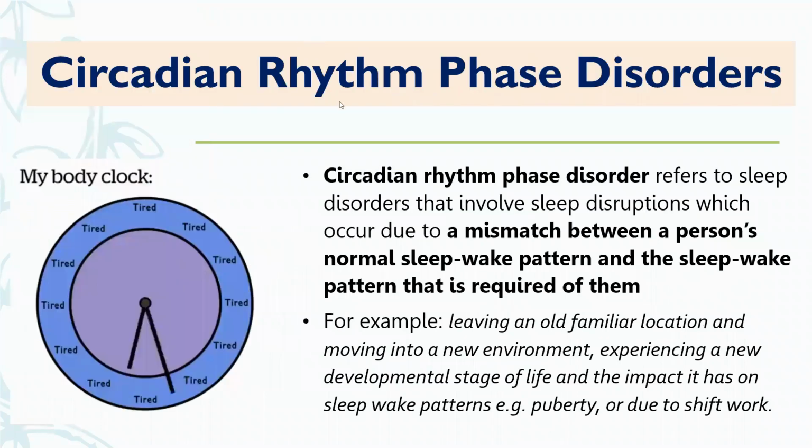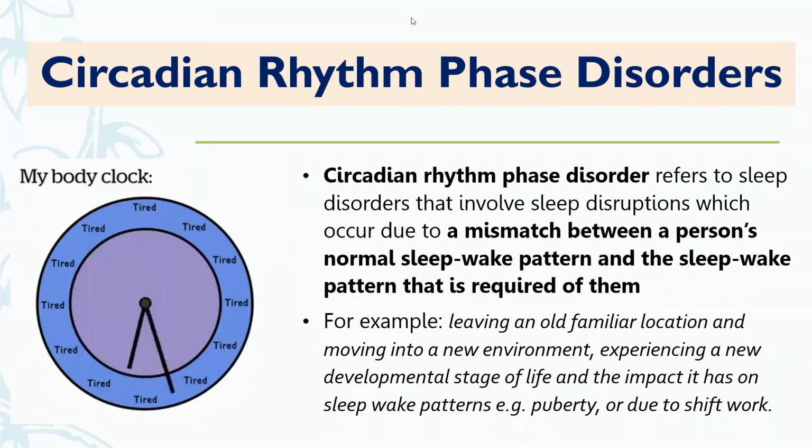Now we're looking at circadian rhythm phase disorders. Circadian rhythm phase disorders are a special type of sleep disorder that involve some kind of disruption, some kind of mismatch, some kind of inconsistency between the normal sleep-wake pattern that's expected of a person and the actual sleep-wake pattern that they go through or basically demonstrate.